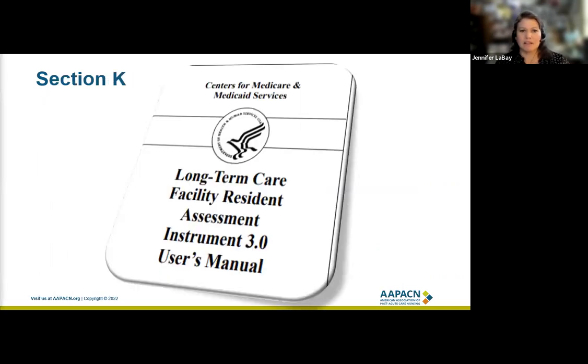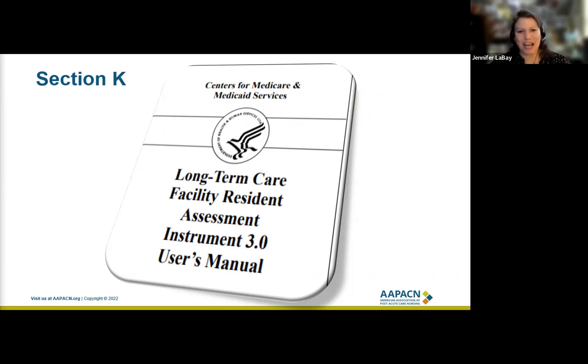And we've got our Long-Term Care Facility Resident Assessment Instrument 3.0 User's Manual. We are currently in version 1.17.1, last updated October of 2019. It usually is updated annually, but there's been something going on for the past couple of years that has kind of prevented anything else from happening other than the big bad COVID related stuff. But there will be an update coming next year for sure.